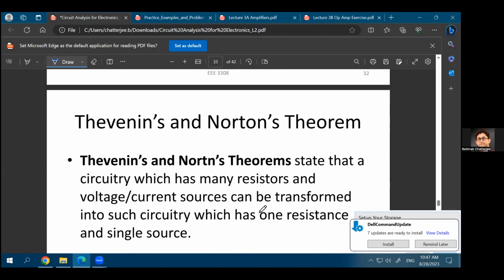Okay, so next up, we'll be discussing a few theorems. Some of you already know about these theorems. These are called Thevenin's and Norton's. Let me bring this down as well.